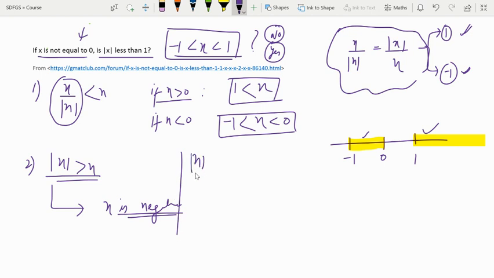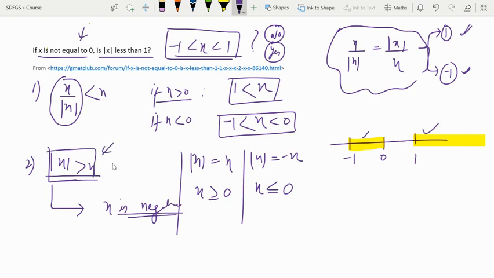If mod x is equal to x, what can we say? Can we say x is greater than 0? No. When mod x is equal to x, we can say x is greater than or equal to 0, right? If mod x is equal to minus x, can we say x is negative? No. In that case, we can say x is less than or equal to 0. But in this case, we have to say x is negative only, right? So from statement 2, x is negative.